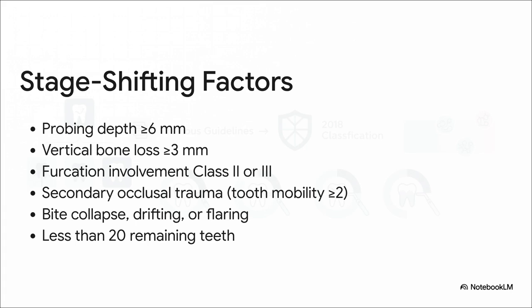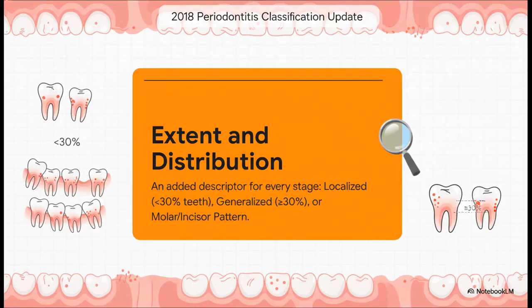Or, and this is a big one, they have fewer than 10 opposing pairs of teeth left. Any one of those things automatically kicks them up to a higher stage, like stage 3 or stage 4, because the case just got a whole lot more complex to manage. So the last little piece of the staging puzzle is adding this descriptor.